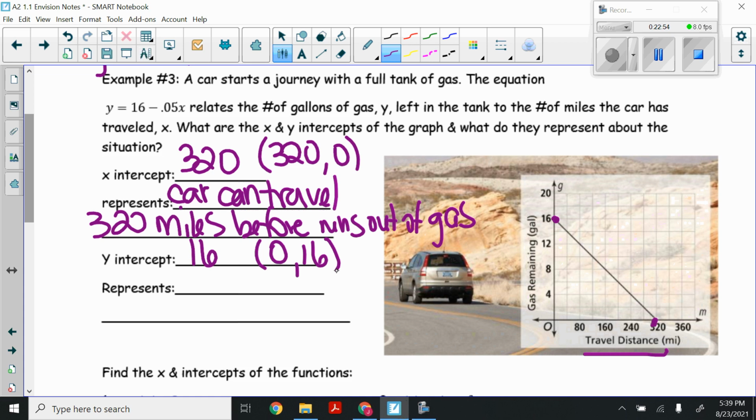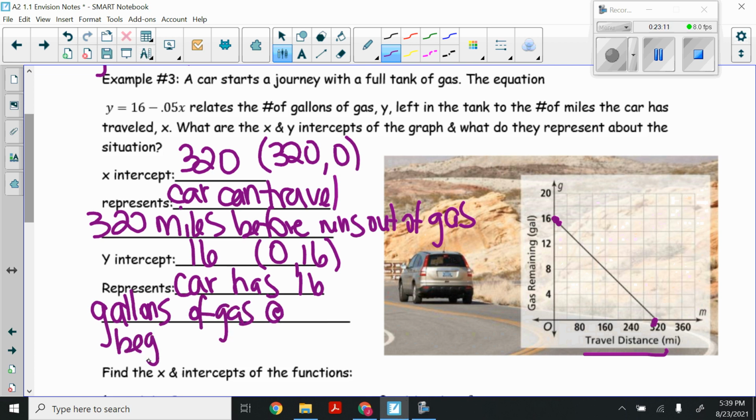What does that represent? This is gas remaining, okay? This is my starting point. So this means that the car has 16 gallons of gas at the beginning of the trip. So that's what our x and y intercepts represent. I start out with 16 gallons. I can drive 320 miles before I run out of gas.